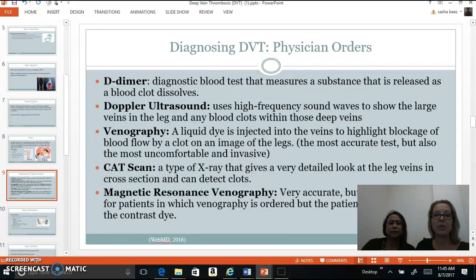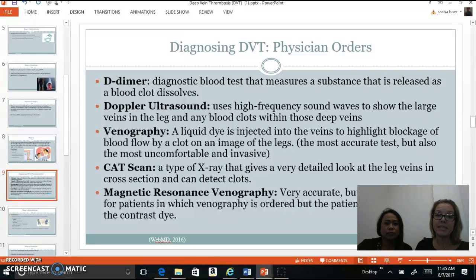The tests that we want to do, ordered by the physicians, are the D-dimer, a diagnostic blood test that measures a substance that is released as a blood clot dissolves. Ultrasound, the Doppler, uses high-frequency sound waves to show the large veins in the leg and any blood clots within those deep veins. Venography: a liquid dye is injected into the veins to highlight blockage of the blood flow by a clot on an image of the legs. The most accurate test, but also the most uncomfortable and invasive.